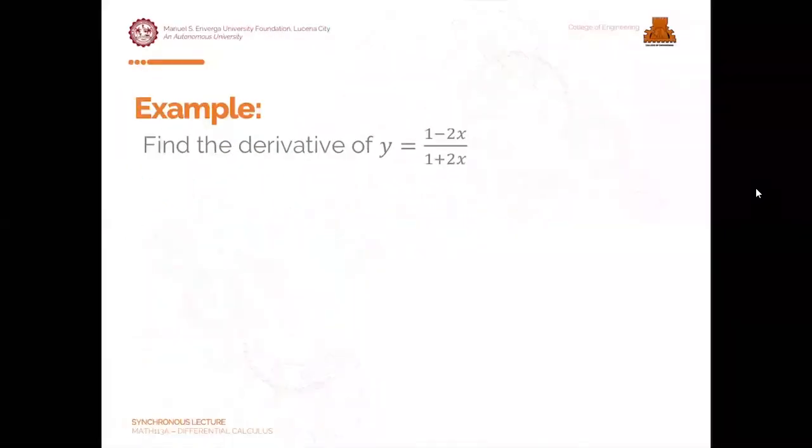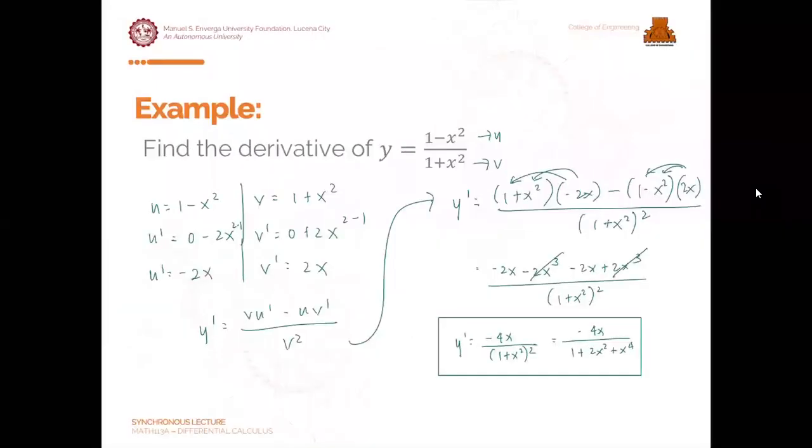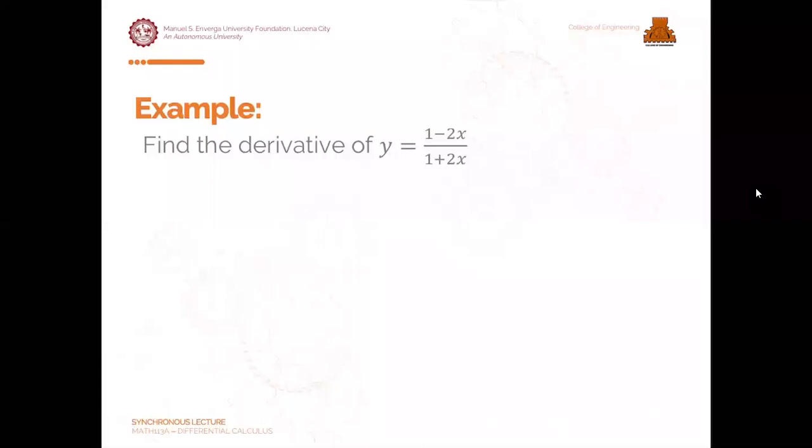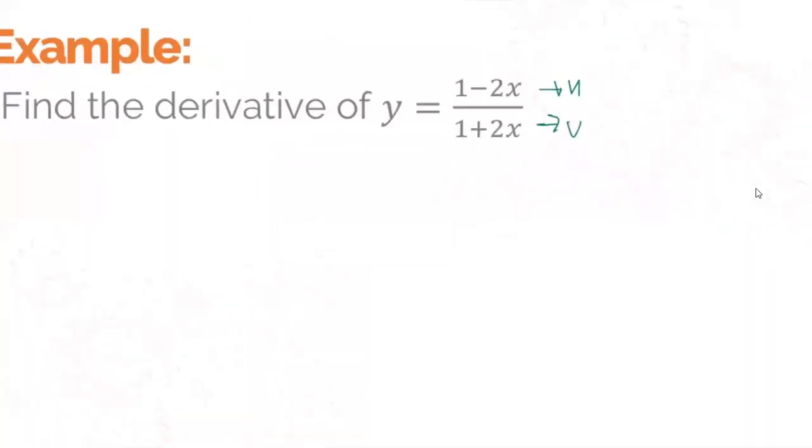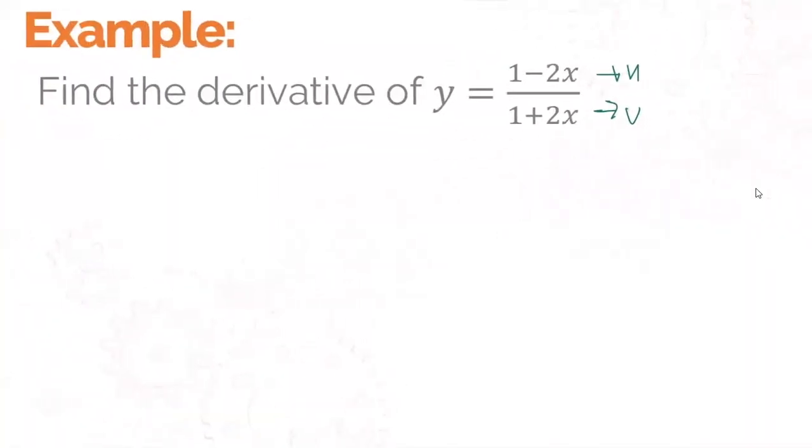Next. So we have, find the derivative of y is equals to 1 minus 2x. So parang same nung kanina. Hindi. So 1 minus 2x all over 1 plus 2x. So assume ulit natin na ang numerator natin ay si u and sa denominator natin is si v. So u is equals to 1 minus 2x while v is equals to 1 plus 2x.